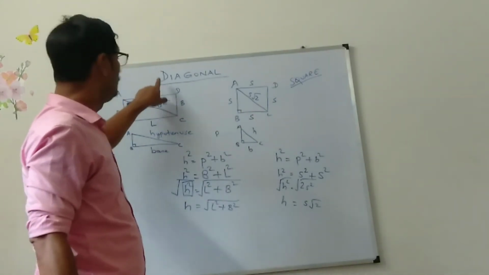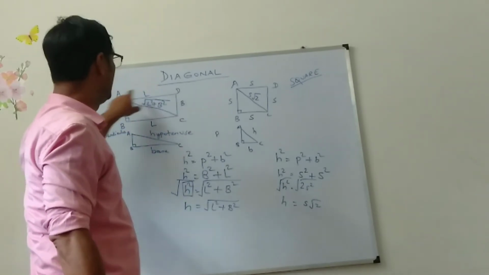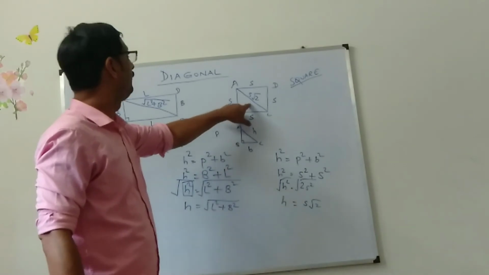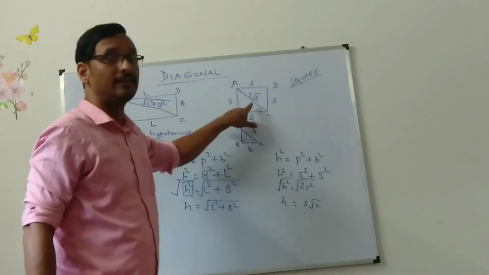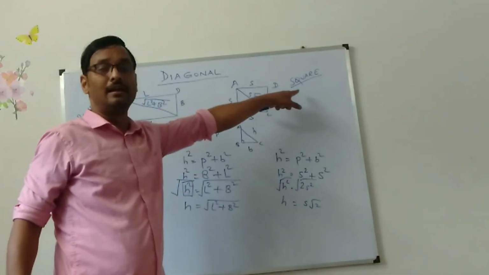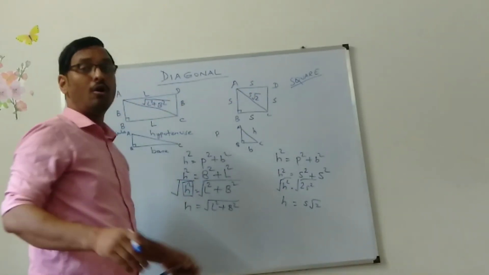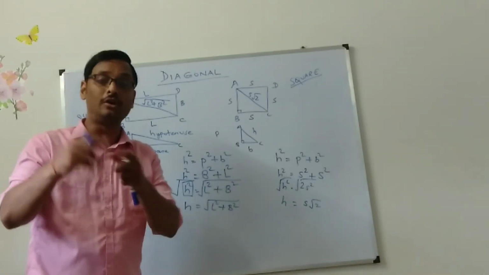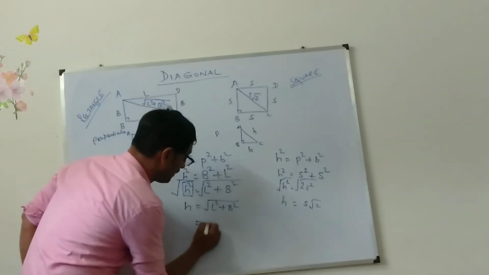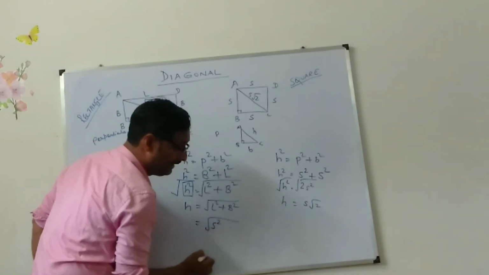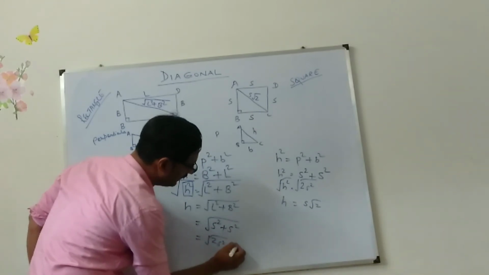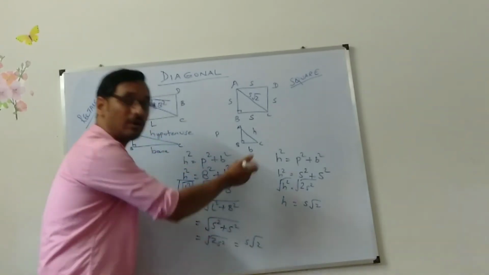So what have you found out? The length of the diagonal of a rectangle is root over L square plus B square, and the length of the diagonal of a square is S root 2. Through this also you can find the diagonal of a square. All rectangles are not squares, but all squares are rectangles. So length is the side and breadth is the side, so 2 S square, S root 2. Through this also you can find it.